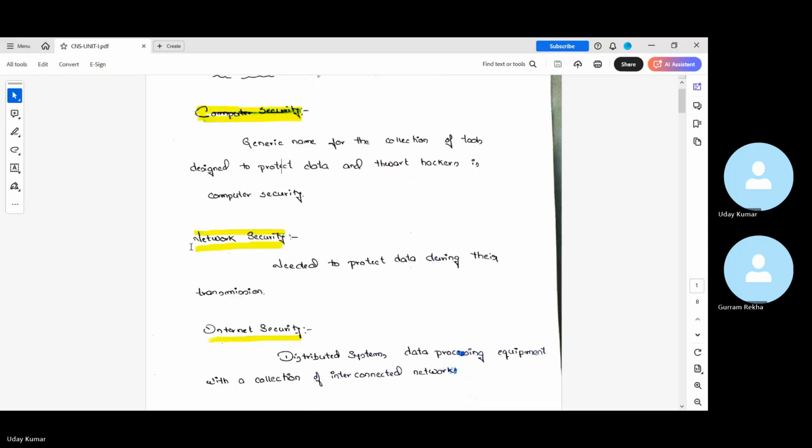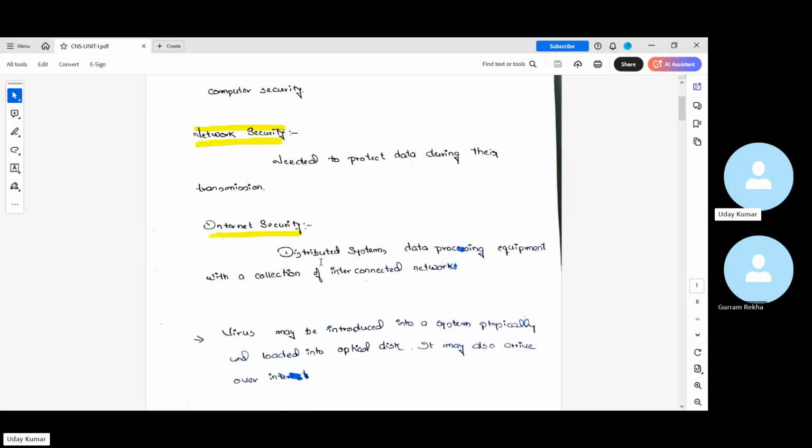Now, network security. The data will flow over a network. Students, obviously, you'll be sending the data from the sender to the receiver, from source to destination, right? So you have to protect the data during its transmission. That is network security. Internet security is in the distributed system environment, with data processing equipment and a collection of interconnected networks. If this is the situation, students, obviously you have to protect the data from the hackers.